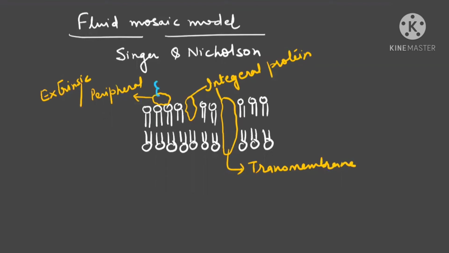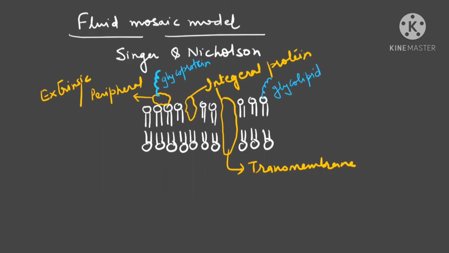Now attached to this protein, if an oligosaccharide, a carbohydrate, is attached, we say it is known as a glycoprotein. Or sometimes the oligosaccharide is attached to the lipid. We call such a condition a glycolipid. Up till here the concept is clear.